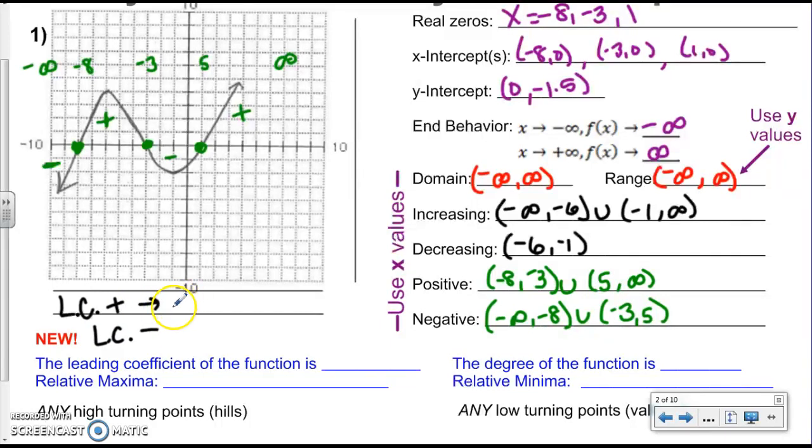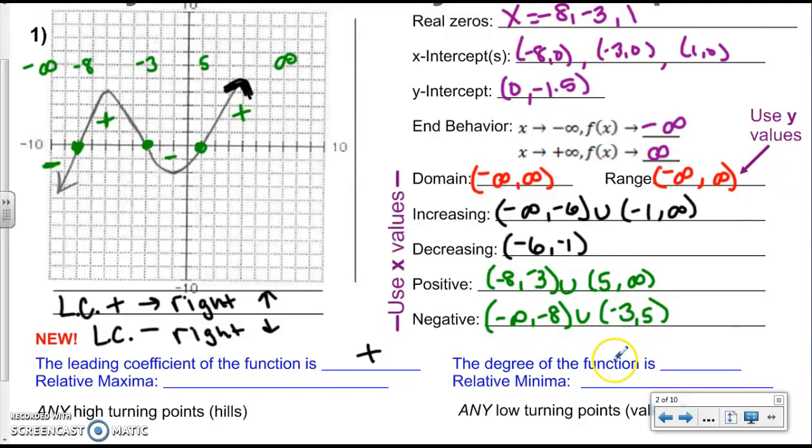And all we do is look at the right side of the graph. So the right side is going up if it's positive, and it is going down if it is negative. So if we look at this graph here, my right side is pointing up, so that means my leading coefficient is positive. We do not care what's going on the left side for the leading coefficient, just what's going on the right side.